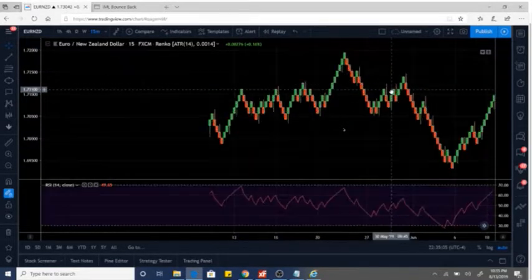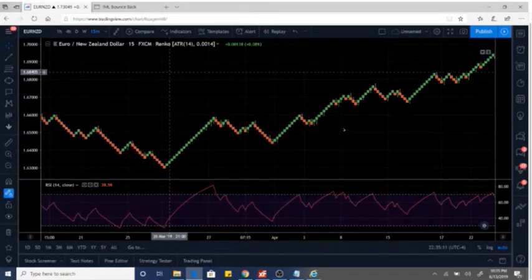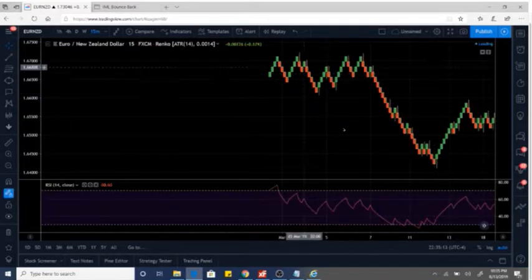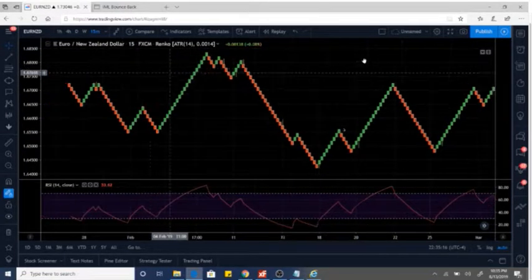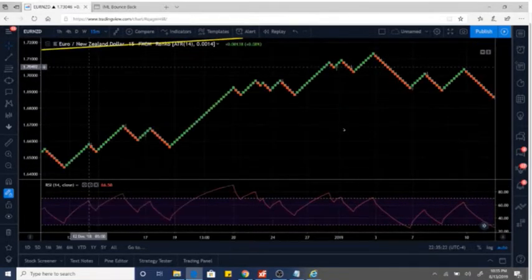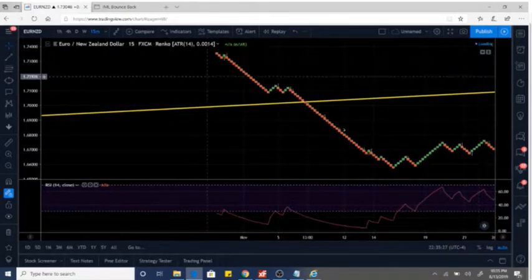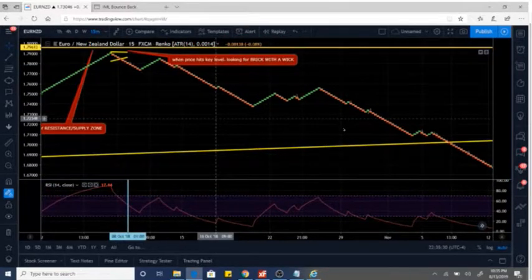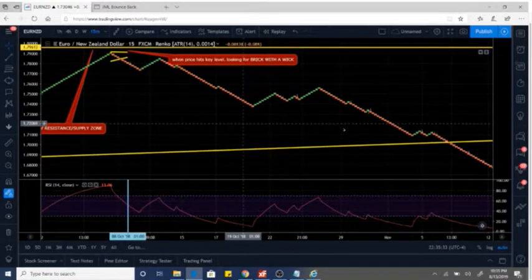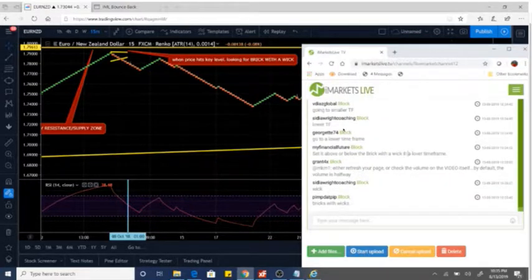Scroll back. And what am I doing on the smaller time frame? What am I looking for on the smaller time frame? What's my goal? What am I trying to accomplish on the smaller time frame? Yes, tighter stop loss, but how? Somebody explain to me how. Yes, set it above the brick with a wick on a smaller time frame. There you guys go. Perfect.